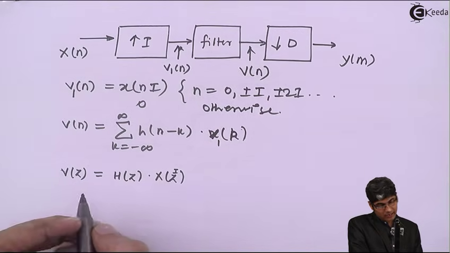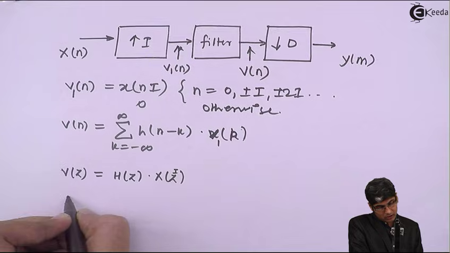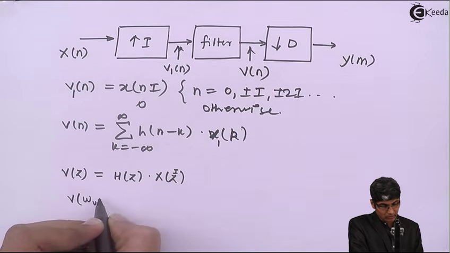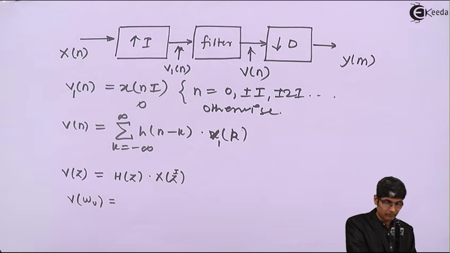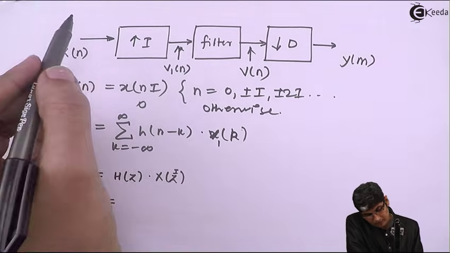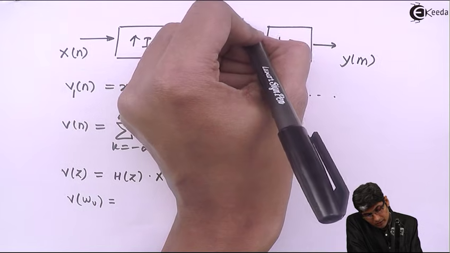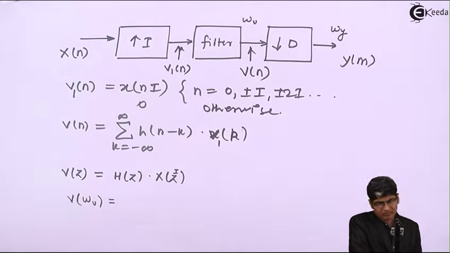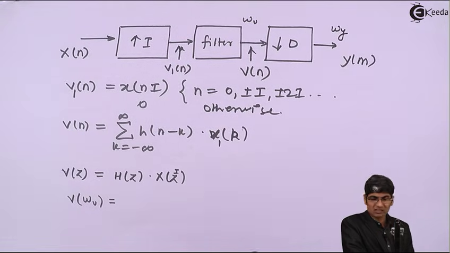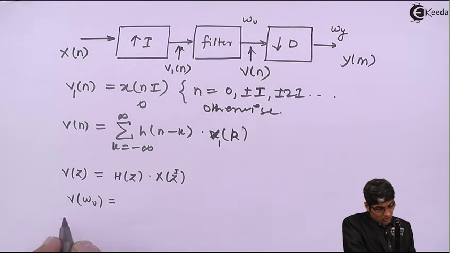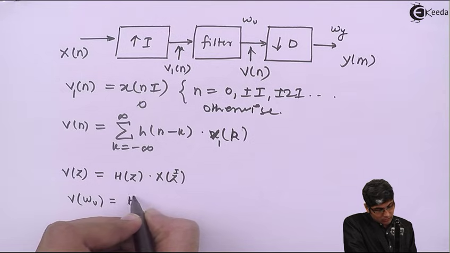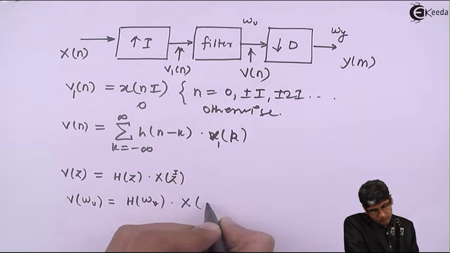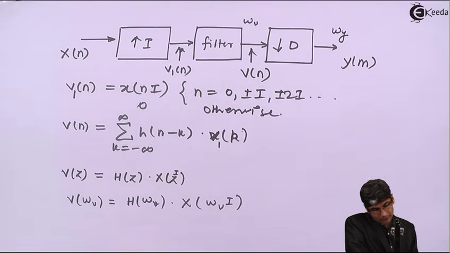Okay, and if I convert it to omega, and I put some dummy variable omega v, we say that up till here the omega we get is omega v, and here I am going to get omega y. That's not a problem, I'm just introducing a dummy variable. So v of omega v will be equal to h of omega v into x of omega v into I.